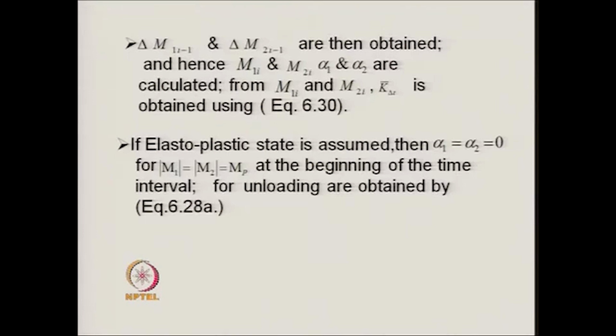In the beginning of the problem, the values of alpha 1 and alpha 2, as I told you before, will be equal to EIB by EIC. Now, if elastoplastic state is assumed, then the values of alpha 1 is equal to alpha 2 is equal to 0, when M1 M2 becomes equal to MP at the beginning of a time interval.